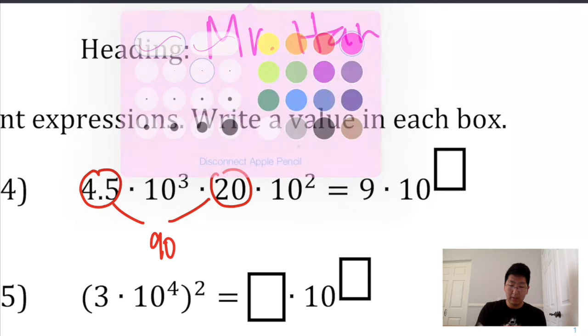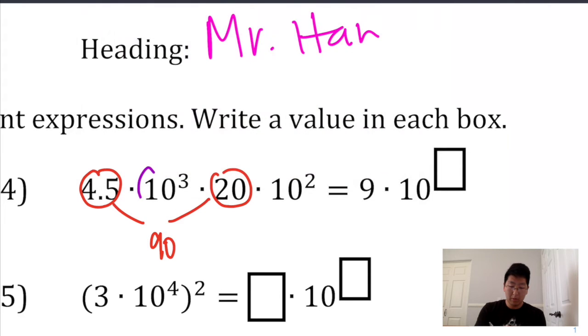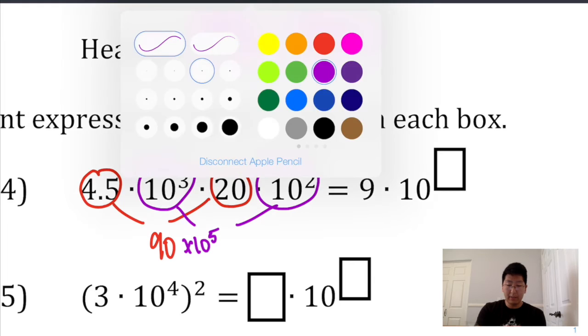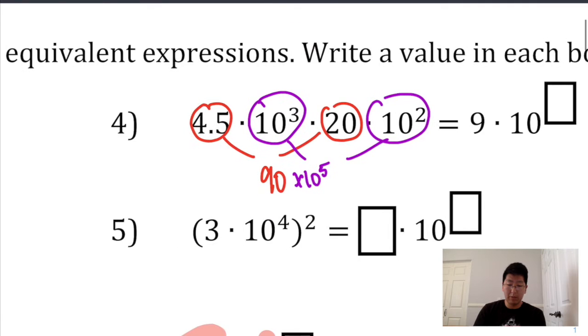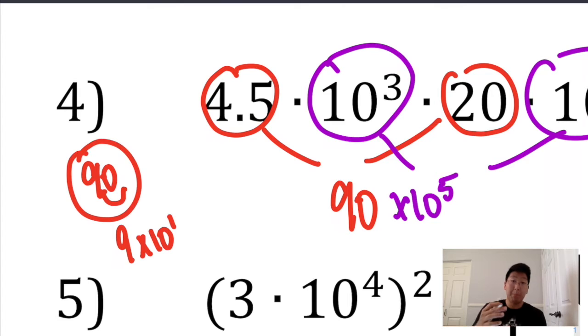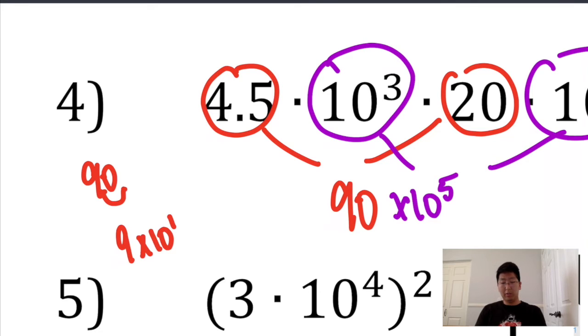And the second one, let's do in purple. We're going to combine these two times 10 to the fifth power. And 90 is not in scientific notation, so we need to rewrite 90. So 90, the decimal point moves over, 9 times 10 to the first. Remember that 90 is a big number, so it's going to have a positive exponent. Okay? So 9 times 10 to the first.